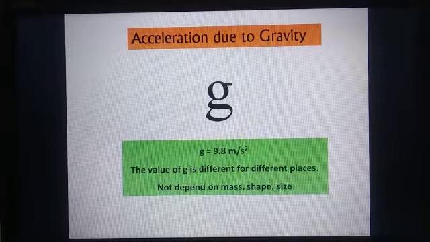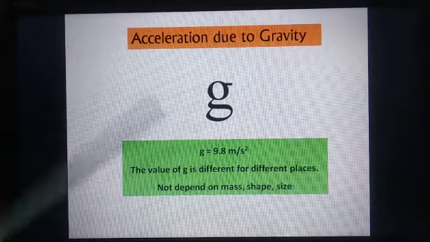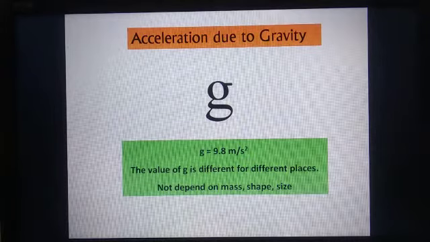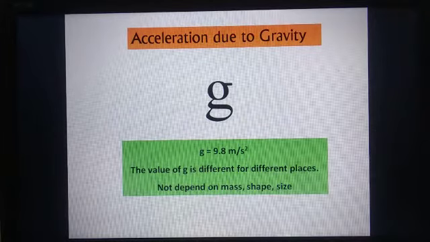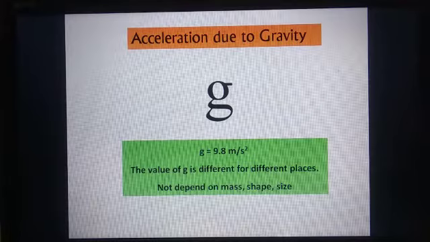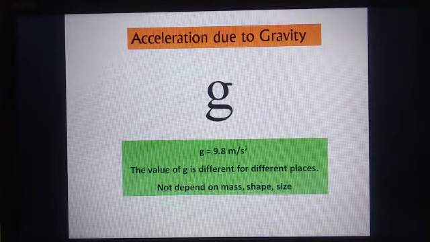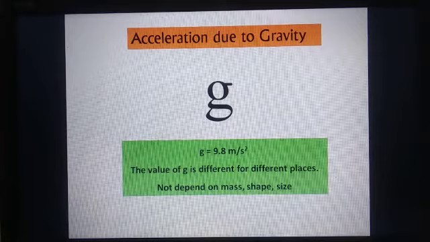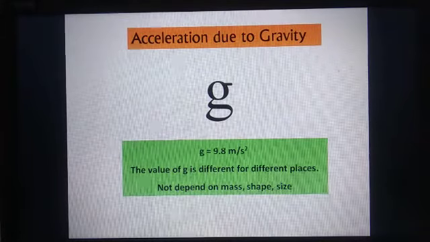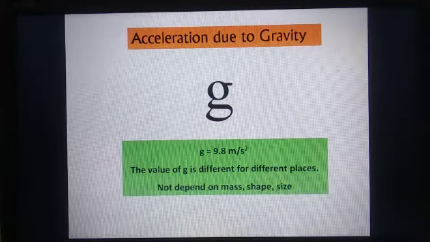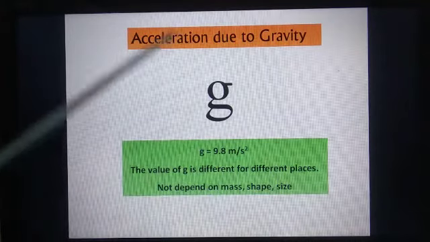The standard value of acceleration due to gravity is 9.8 meter per second square. But this value is not constant for all places. It changes from place to place because the shape of earth is not circular, and the value of this acceleration due to gravity does not depend upon the mass, shape and size.